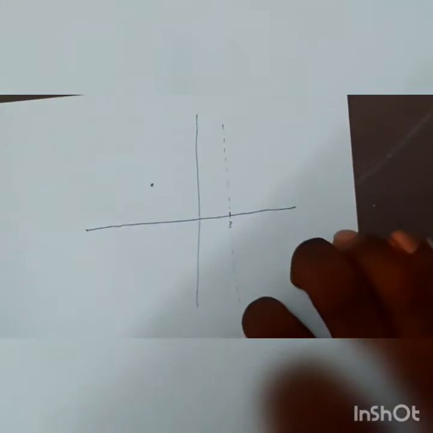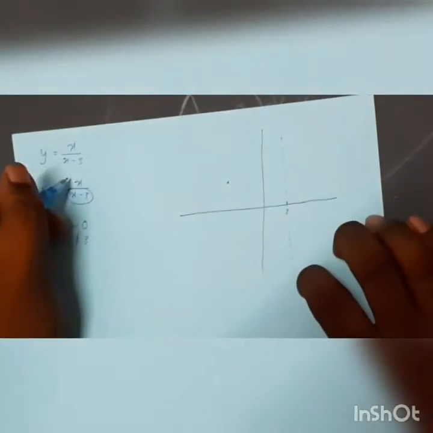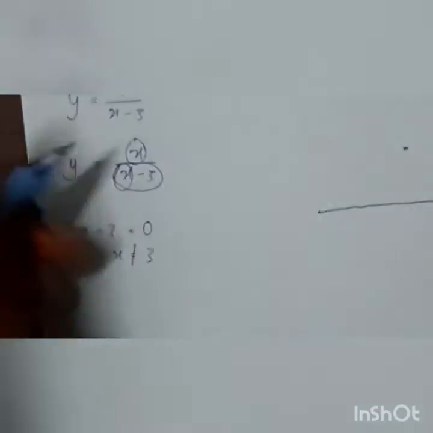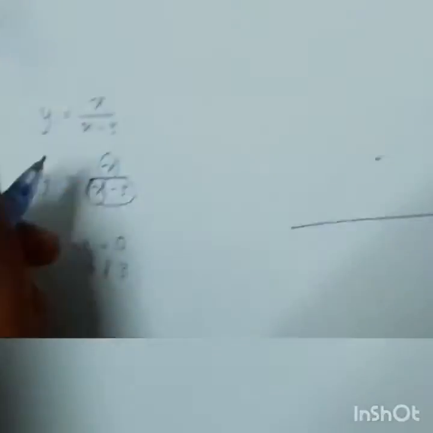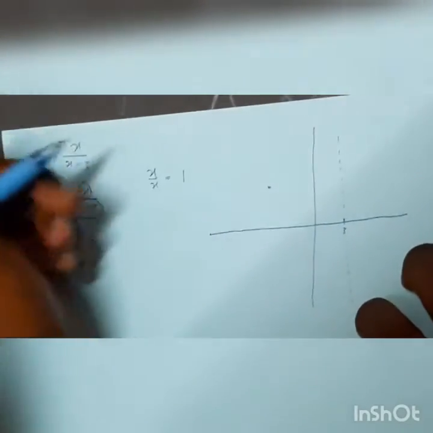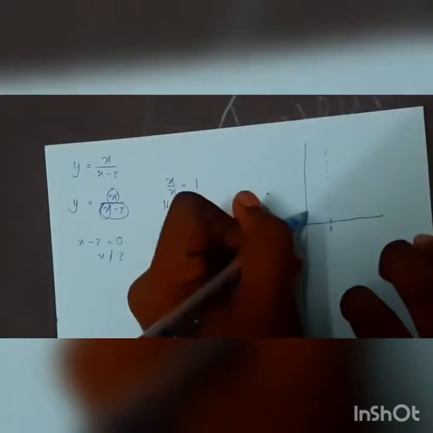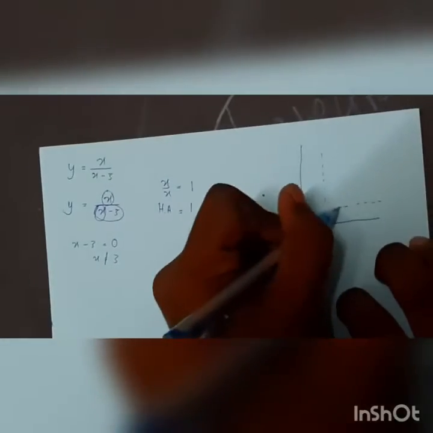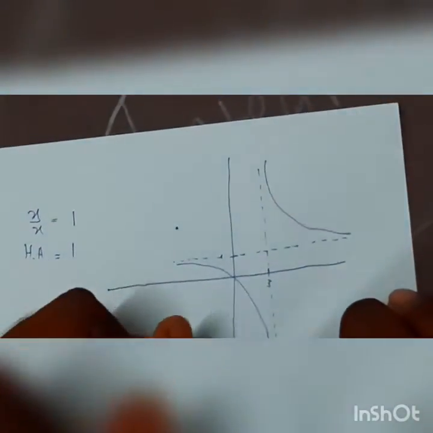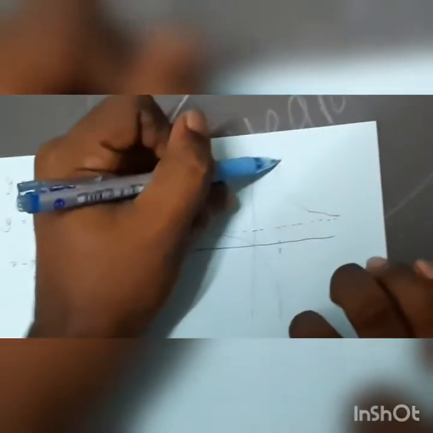And now we need to find the horizontal asymptote. The power of the unknown in the numerator and denominator is the same, which is 1 and 1. So to get the value of the horizontal asymptote, we just divide x over x, and it would give us 1. So basically the horizontal asymptote here is 1. This is our horizontal asymptote. So the graph is going to be like this, and since the value of our x is positive, the graph would look something like this.